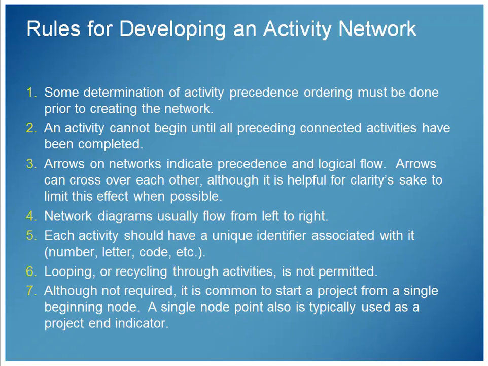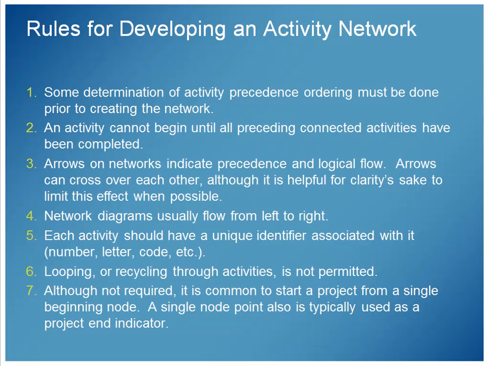When we're developing our activity network, we have a few rules that we can follow. Again, remember, this is a complex process that can be confusing. By defining some rules and following those rules and trusting those rules, we can have a systematic way of having high confidence with our results. So first of all, you have to start off by determining in advance activity precedence. What has to be done before other things get done?